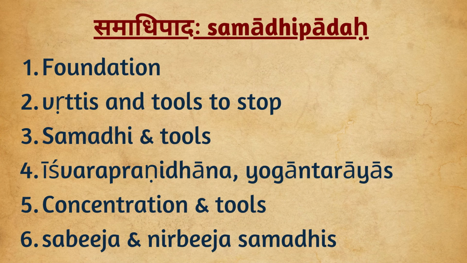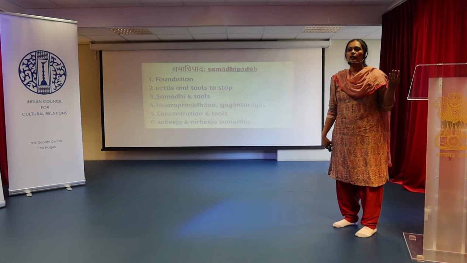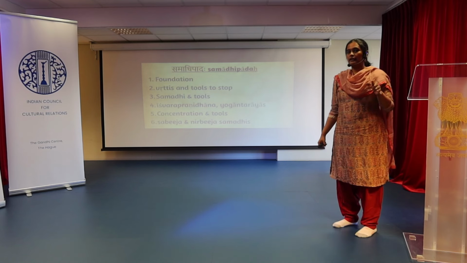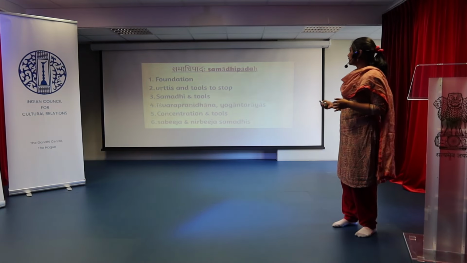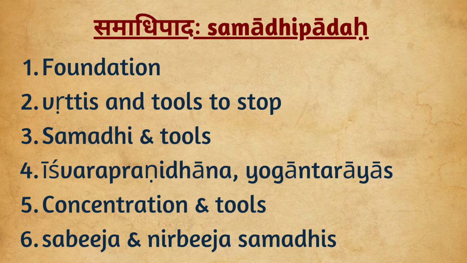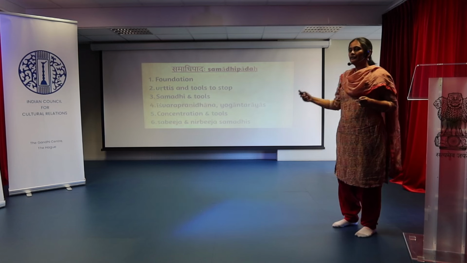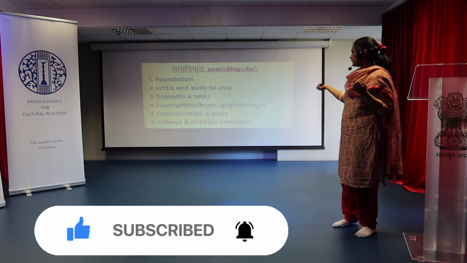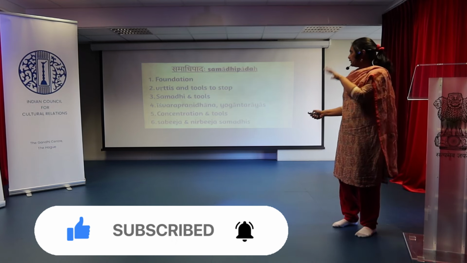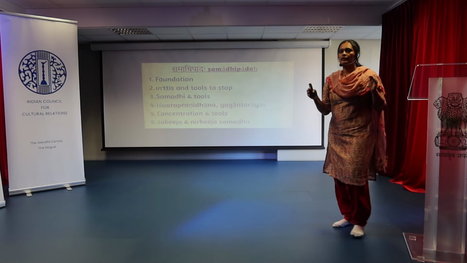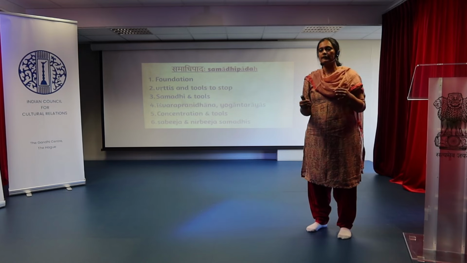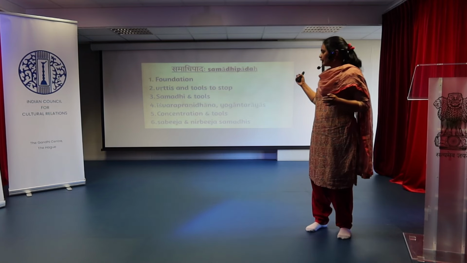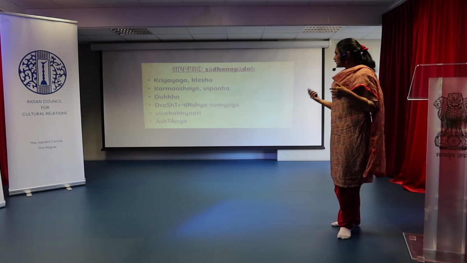In the last session we saw some tools given, like shraddha, virya, abhyasa and vairagya were also discussed, and prajna and samadhi were also discussed. And then today we will see Īśvara-praṇidhānād and the yogantarayas. After this there is a topic about concentration and tools to achieve concentration. And then there is a discussion about the sabija and nirbija samadhi also in the samadhi pada. Though these are grouped into this samadhi pada, it doesn't mean that it will speak only about samadhi. Other things like Ishvara Pranidhana are also discussed similarly in other padas.